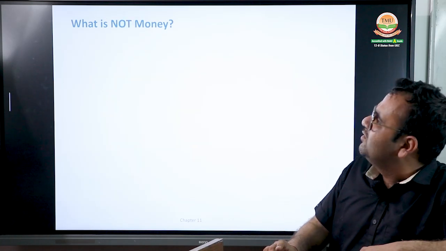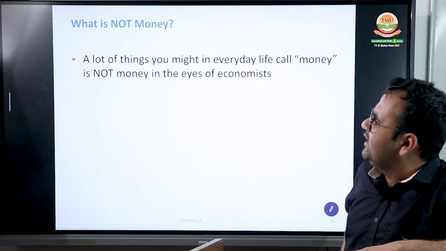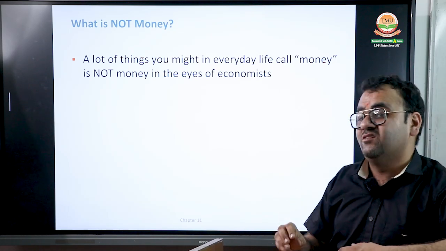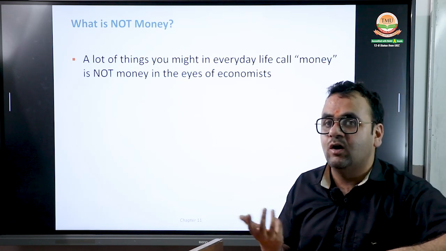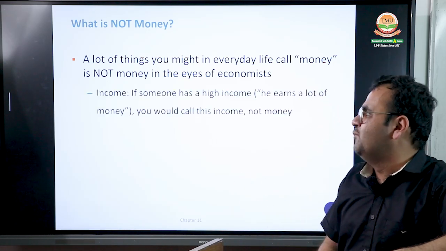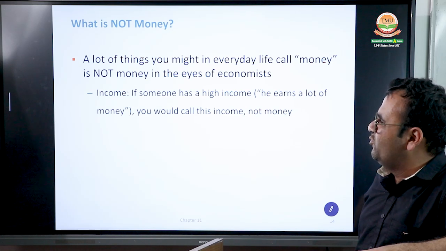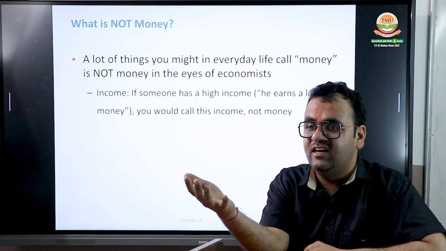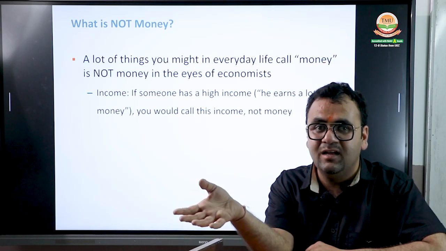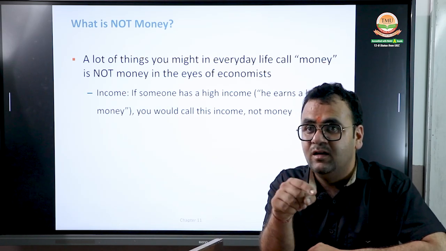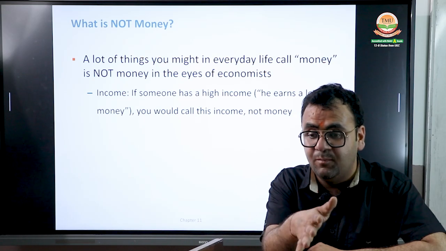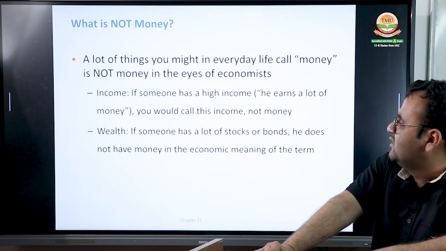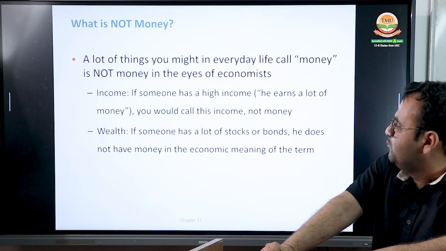Now, what is not money? A lot of things in everyday life might seem like money, but they are not money in the eyes of economists. That is income. If someone has a high income, he earns a lot of money, but you would call this income, not money. Correct? If I say my income is 20 lakh per annum, it is not money, it is my income. Similarly, if someone has a lot of stock or bonds, he does not have money in the economic meaning of the term.